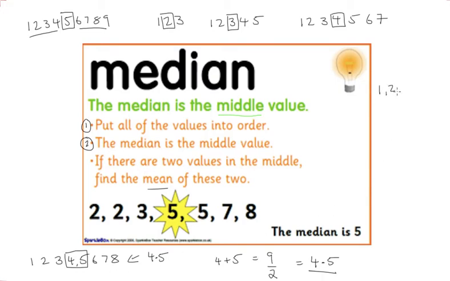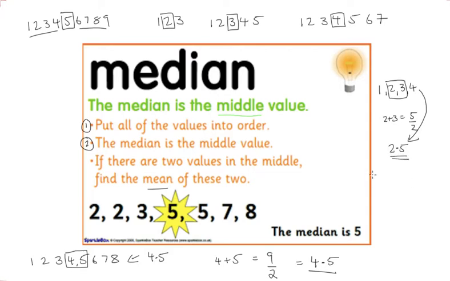1, 2, 3, and 4. So there's no easy median here. I have to take the middle two numbers, and I have to add those together, and then I divide that by 2. And when I divide 5 by 2, I get 2.5. So the median of 1, 2, 3, 4 is 2.5.